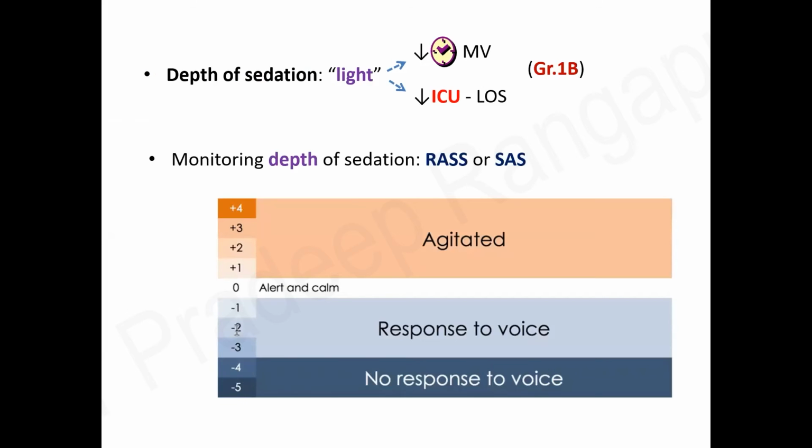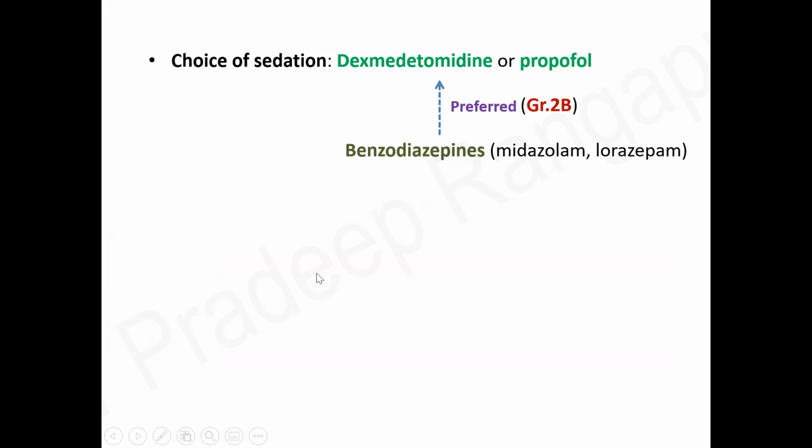And monitoring depth of sedation, as I showed you previously, can be done with the Richmond Agitation Sedation Score or the Sedation Agitation Scale. This is a very simple tool. So we want something around 0 to -1 and not more than that. And the rating of sedation goes as light sedation, moderate sedation, and deep sedation. You could rate it based on these scales or the scores that may be available.